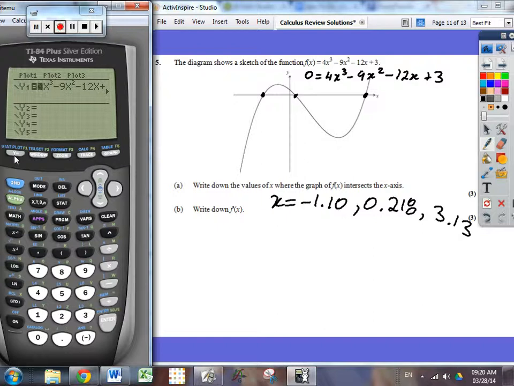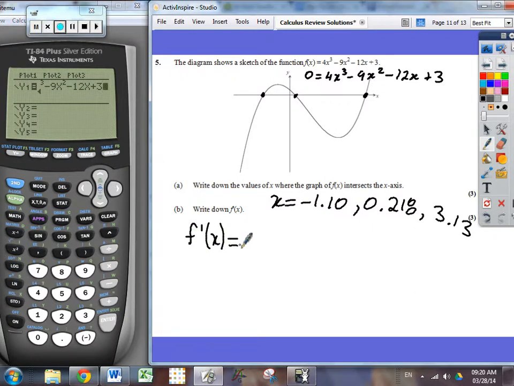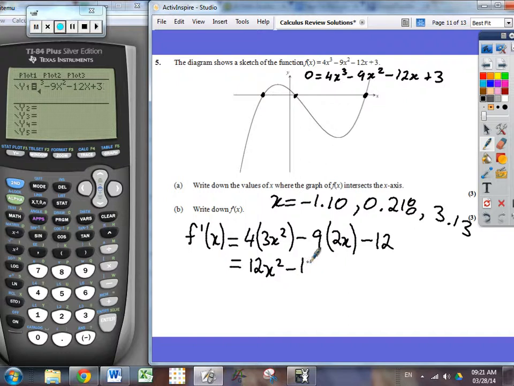Alright, let's move on then to part B, where we need to find the derivative. So f prime of x will differentiate the 4x cubed. The 4 hangs out in front, and the x cubed becomes 3x squared. The -9 hangs out in front, and the x squared becomes 2x. We know that the derivative of -12x is simply -12, and the 3, the derivative of any constant, is 0, so it disappears. And I'll simplify this to 12x squared minus 18x minus 12.